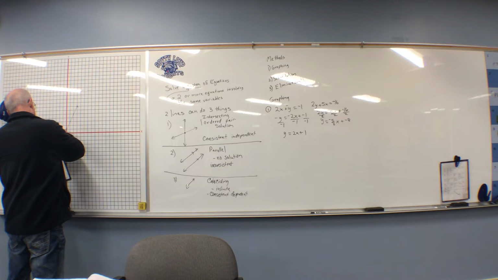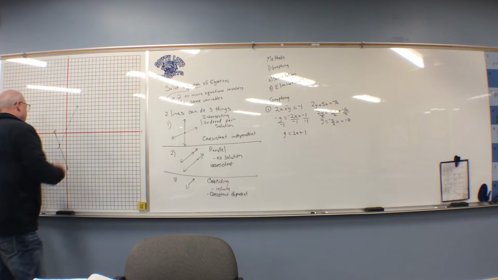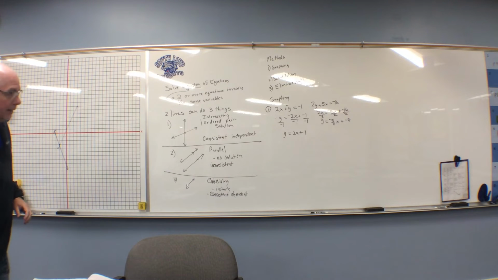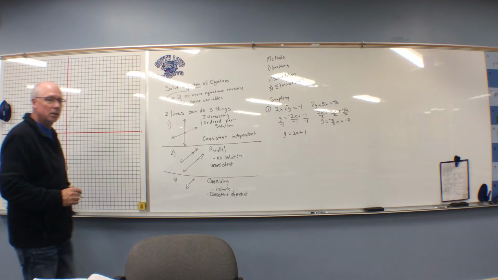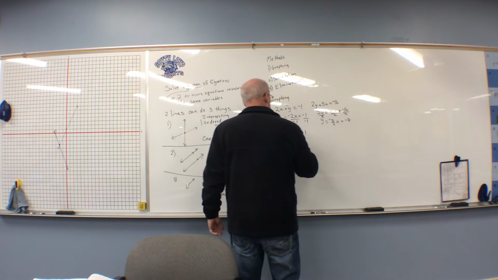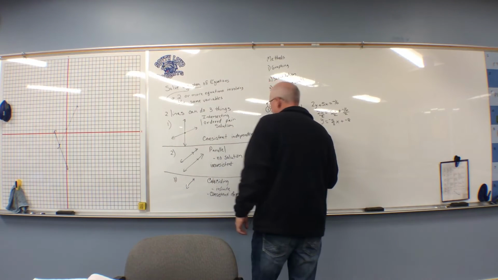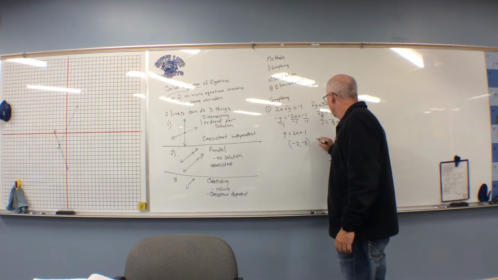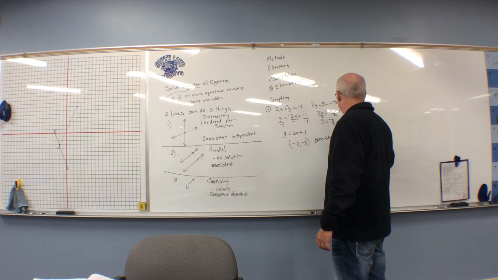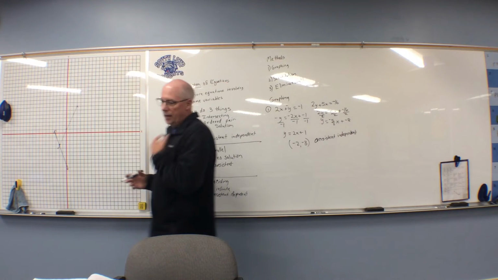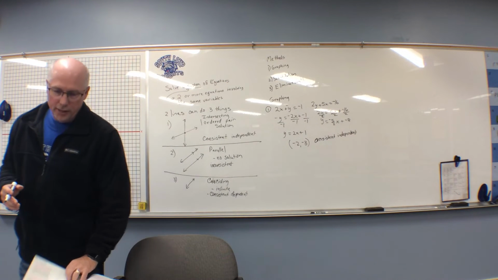So here we have the two lines intersecting in this point. Now the solution then is negative 2, down 3. Okay? So left 2, excuse me, and down 3. So that is my solution. So this one is a consistent, independent system. And I can write that if they ask me to do that. In some of the directions they do.